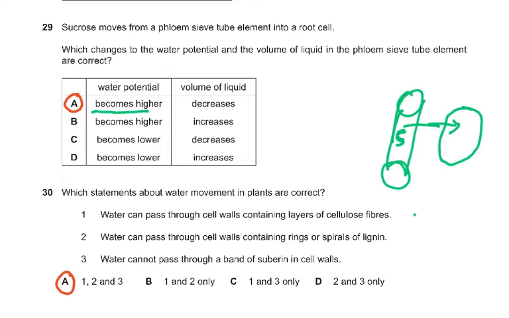Question 30. Which statements about water movement in plants are correct? Water can pass through cell walls containing layers of cellulose fibers. Water can pass through cell walls containing rings or spirals of lignin. Water cannot pass through a band of suberin in cell walls. So all these three are correct because of the apoplast pathway, and in the spirals there are areas with pits where the water can move out. So this was question number 30.